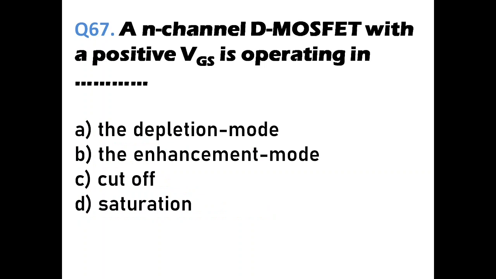An N-channel depletion type MOSFET, DMOSFET means depletion type MOSFET, with a positive VGS, is operating in which mode? Depletion mode, enhancement mode, cutoff mode, or saturation mode.